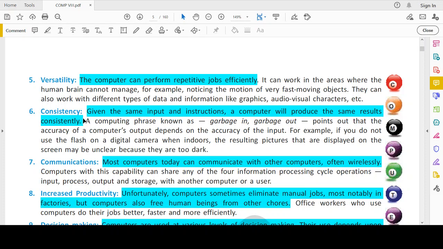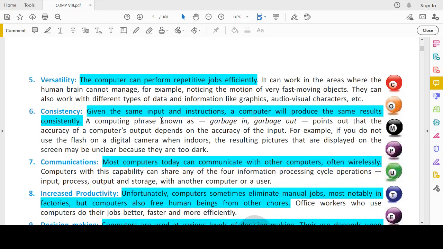5 plus 2 will always be 7 and it will never be 8. What is the instruction? Instruction is plus. What is the operation? Operation is plus. You want to add, then it will give you 7. You want to subtract, it will give you 3. 5 minus 2, it will give you 3. 5 plus 2, it will give you 7.